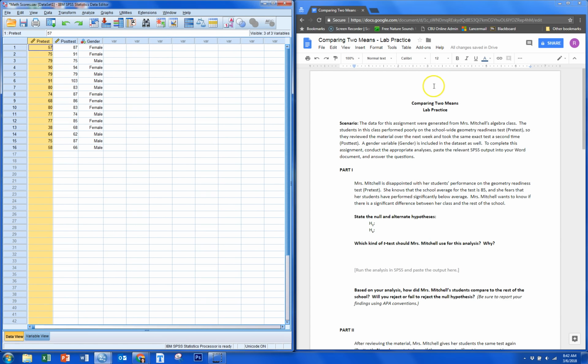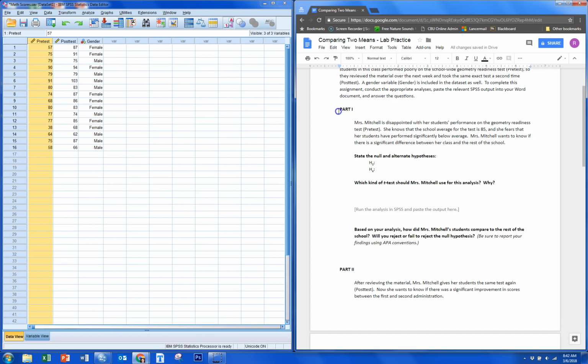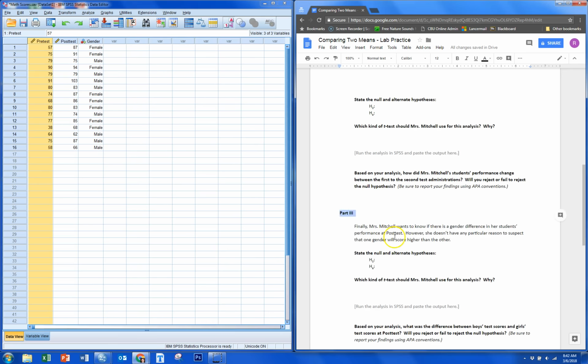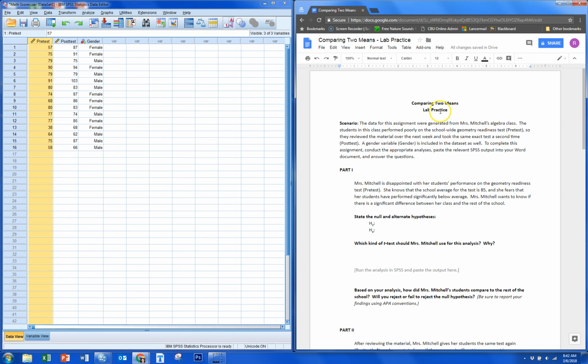All right, let's go back to the lab. Part 1. So there are 3 parts to the lab: Part 1, Part 2, and Part 3. We're going to be comparing means, and we're going to be using a t-test. But there are 3 different types of t-tests that we're going to be looking at. And each type of t-test is useful and appropriate in a slightly different situation. All of them will compare 2 means, but they each do it in a slightly different way.